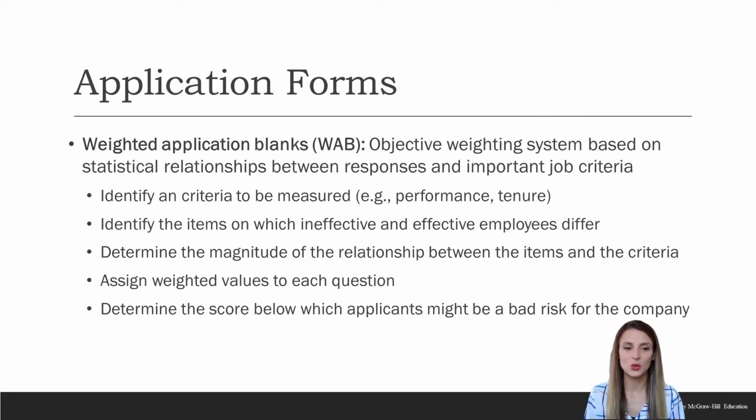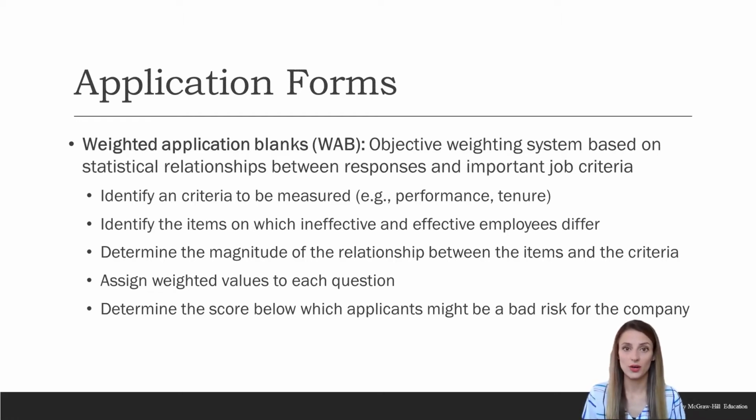Once we have identified these correlations, then we can assign different weights to the different items. Items that have strong correlations, 0.7, 0.8, 0.9, these items are weighted more, they count more towards the total score than the items with weaker correlations, 0.2, 0.3, 0.4. The final step then is to determine that cut score, the score below which employees may be a bad risk for an employer.